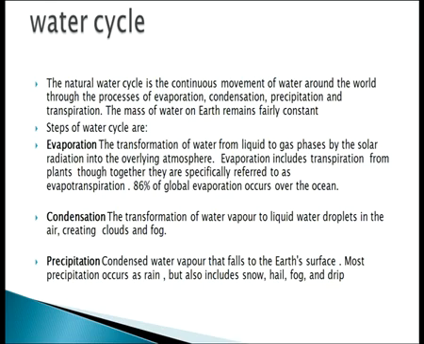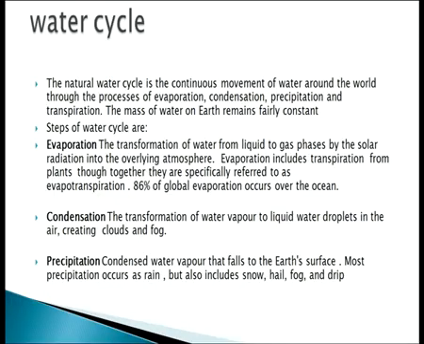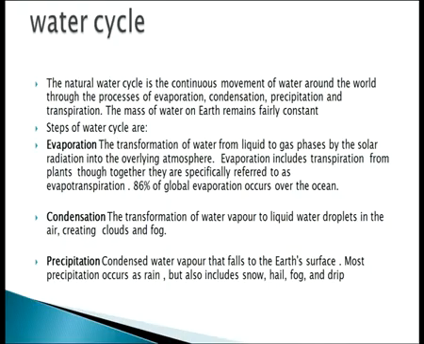The second step in the water cycle is condensation. The transformation of water vapors into droplets in the air, creating clouds and fog, is the condensation process. The third is precipitation, in which the condensed water vapors fall on the earth's surface due to gravitational force. They fall in the form of rainfall, drizzle, hail or fog, etc.